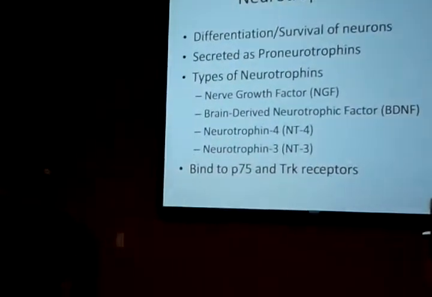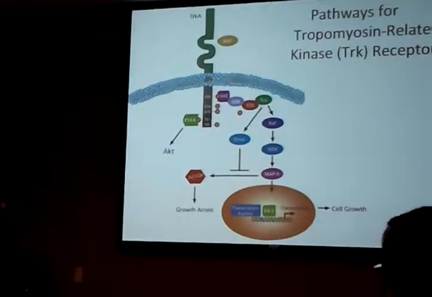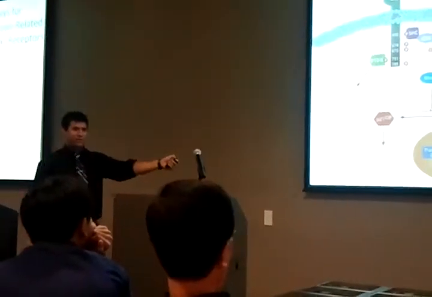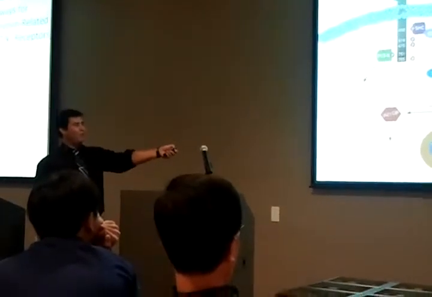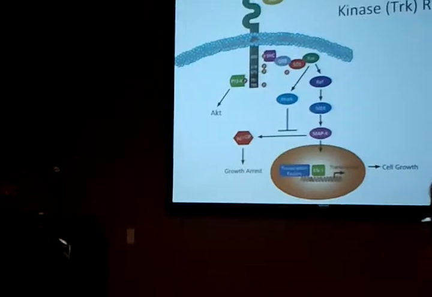There are 4 different types of neurotrophins, as you can see, and they bind to the P75 receptors and TRK receptors, but I'll be focusing on TRK receptors. As you can see, there's always a complicated signal transduction pathway no matter what you do, but to keep things simple, basically it either grows or dies.